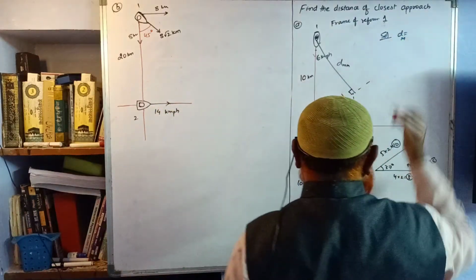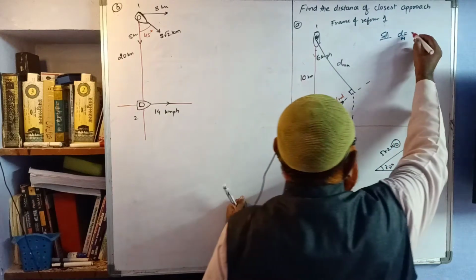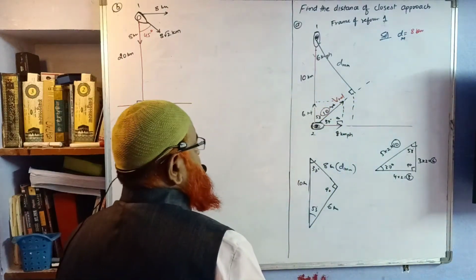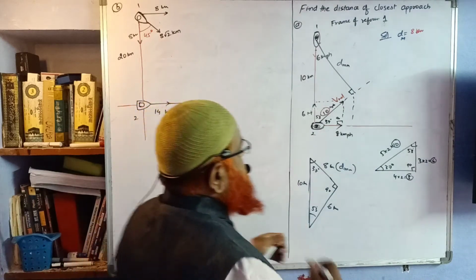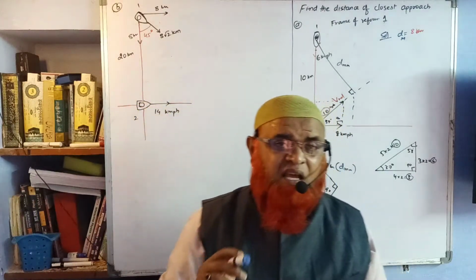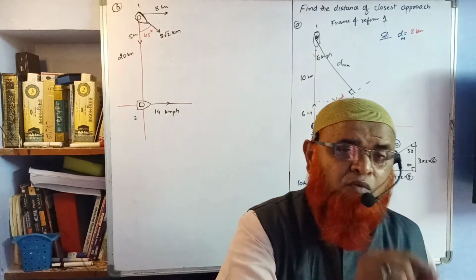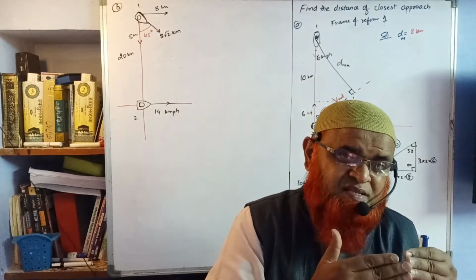And the minimum distance, how much are you getting? You are getting 8 kilometers as the distance of closest approach. Now, the second part of the problem is he is asking how much time it will take so that the two boats will reach the minimum distance.